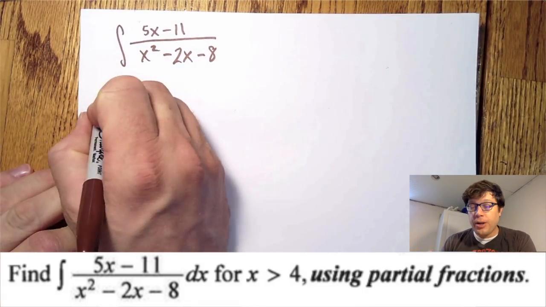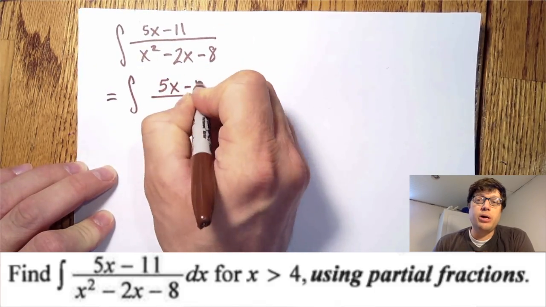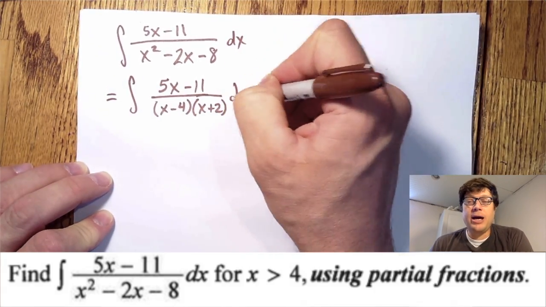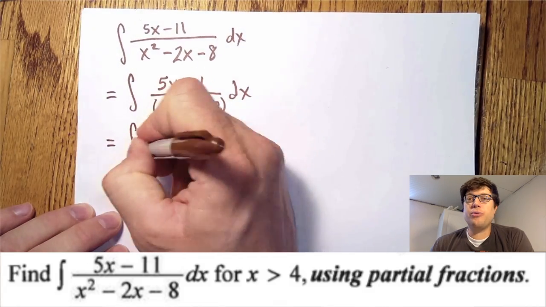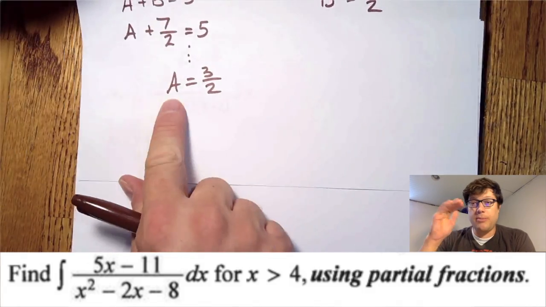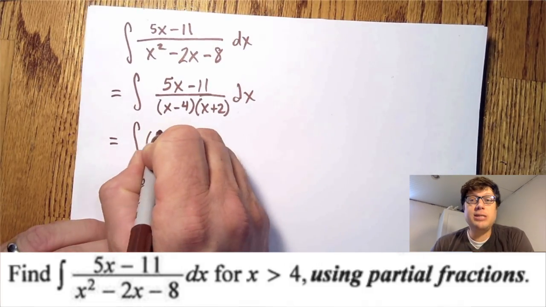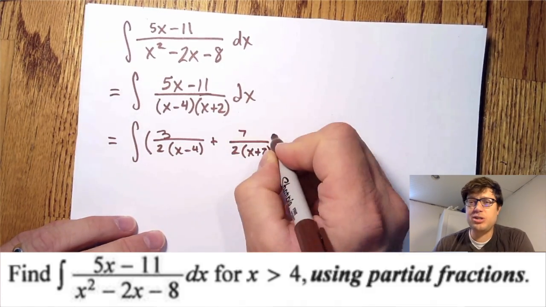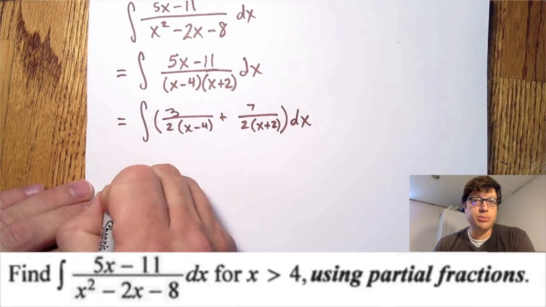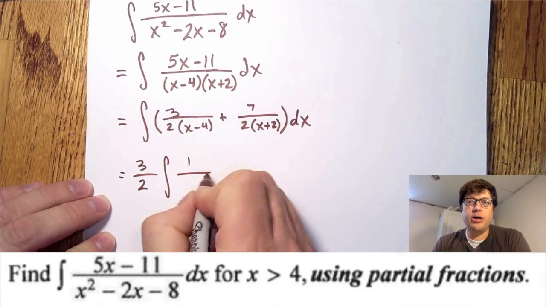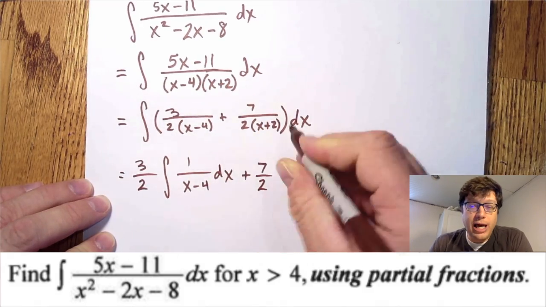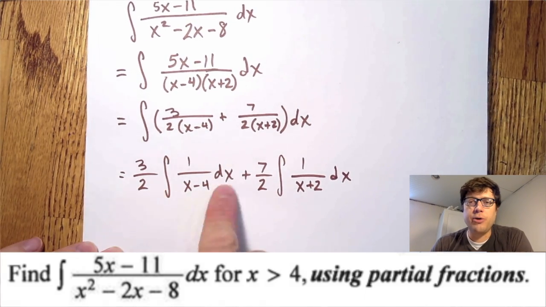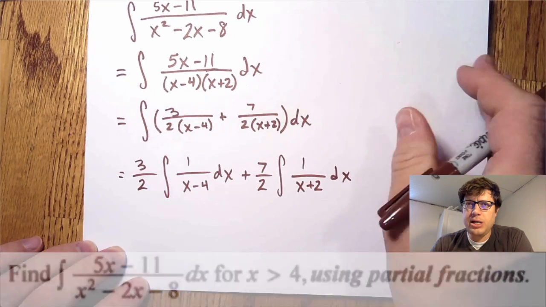So my integral of 5x minus 11 over x squared minus 2x minus 8, don't forget there's a dx at the end of both of those, we can rewrite as the integral of 3 over 2 times 1 over x minus 4, plus 7 over 2 times 1 over x plus 2. Since the 7 and the 2 and the 3 and the 2, those are constant coefficients, they're going to get pulled out of the integral. And we're just looking then only at the integral of 1 over x minus 4, or the integral of 1 over x plus 2. Reminder, that looks like something that we've seen a lot.